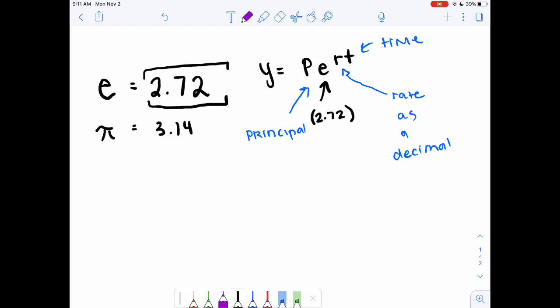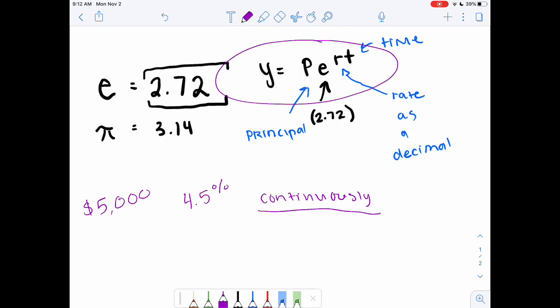Let's say we have a problem where you deposit $5,000 into an account with an interest rate of 4.5%, compounding continuously. It's this key word right here that tells me I'm going to use this formula.